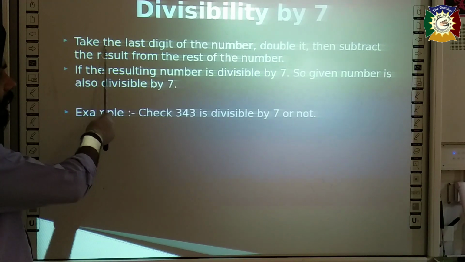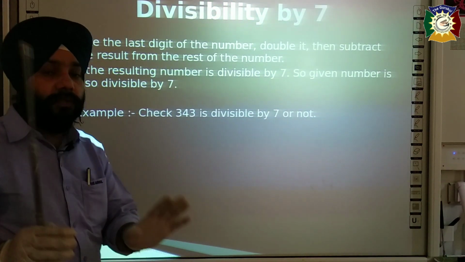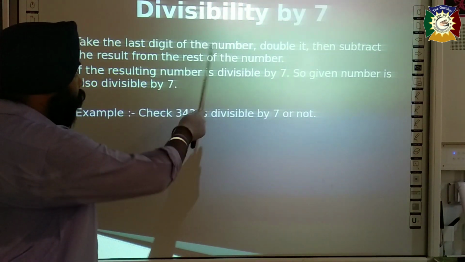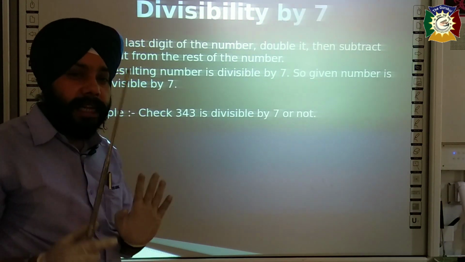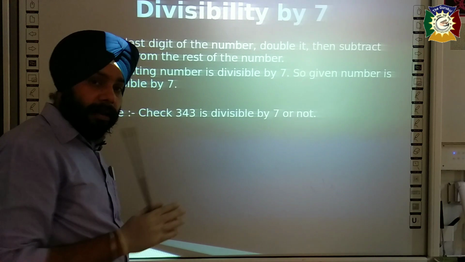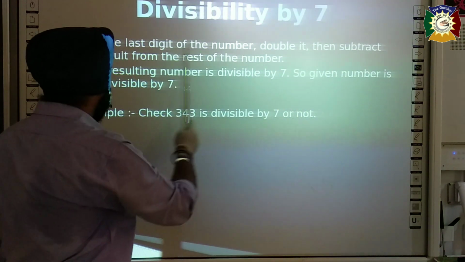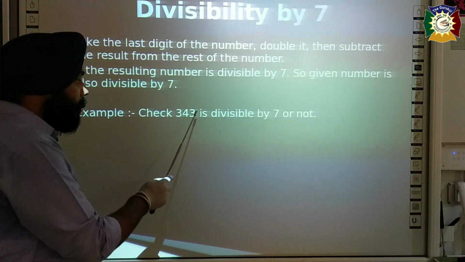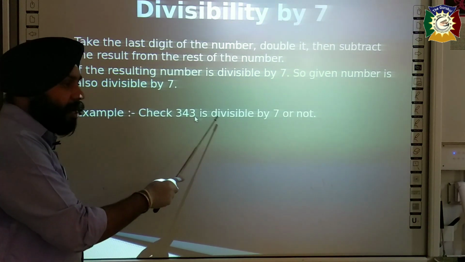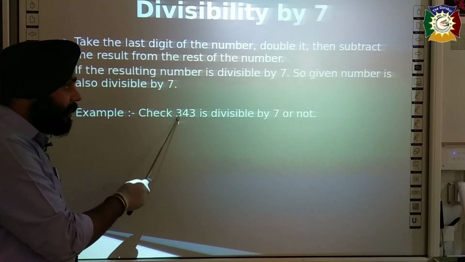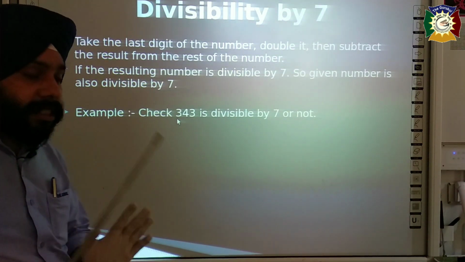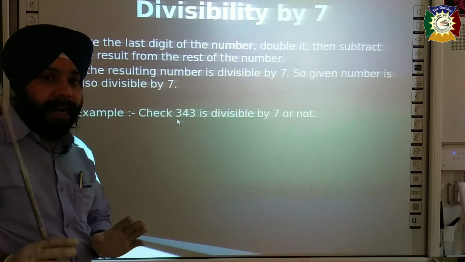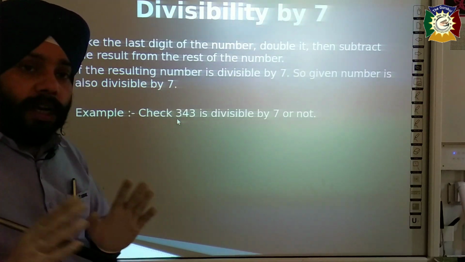First step, take the last digit, or the ones digit, of the number, that is 3. Double it. Double means 3 multiplied by 2, that becomes 6. Then subtract the result from the rest of the number. We take 3 out, and the rest of the number is 34. So we subtract 6 from 34, and we get 28.